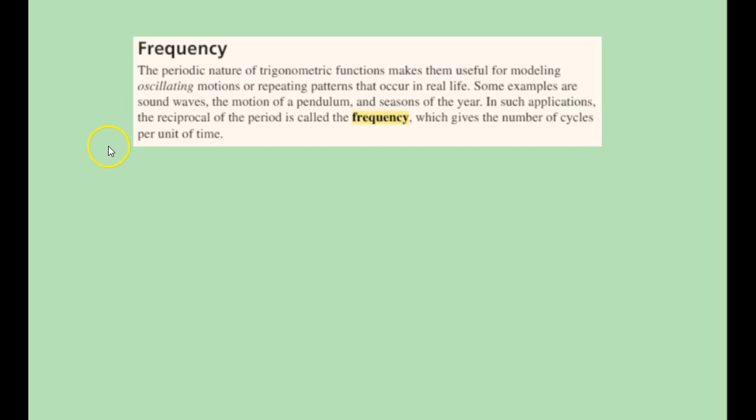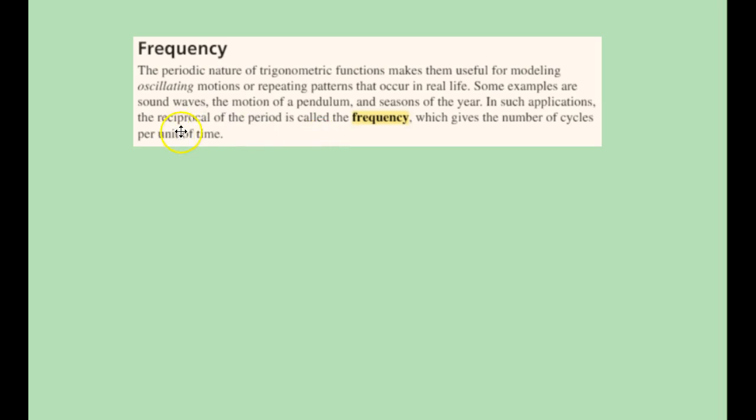We've talked about periods of our sine and cosine functions, mostly. We can talk about all of our trig functions. But the fact that they have periods, that we do the same thing over and over, we use these for oscillating motions. Oscillating motions are things that repeat in real life. So we're going to look at some sound waves, pendulums, seasons of the year that kind of follow the same pattern. We're going to be looking at the frequency here.